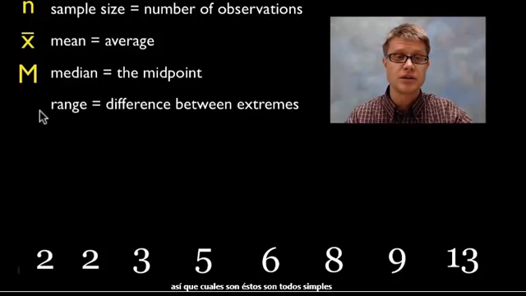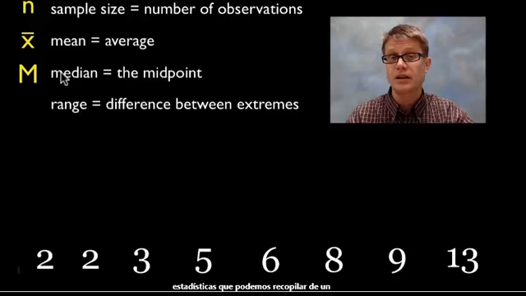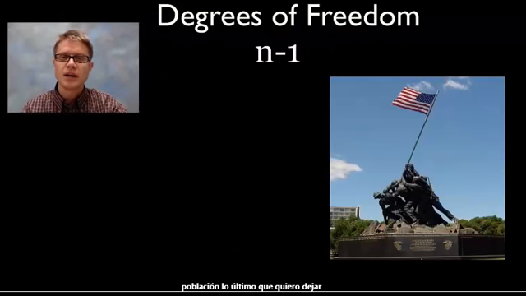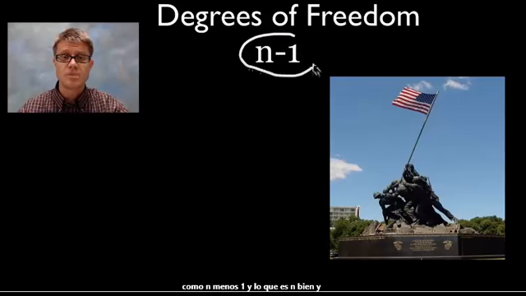And so what are these? These are all simple statistics that we can gather from a sample set. And again, it's a random sample from everything from this big population. Last thing I want to leave you with is an idea that sometimes is confusing to students, and that's called degrees of freedom. And we refer to that as n minus 1.